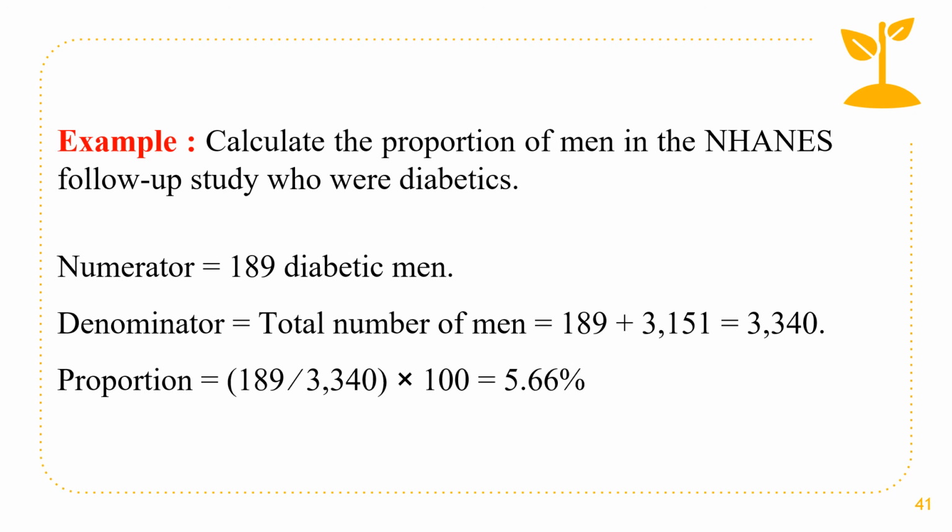Calculate the proportion of men in the NHANES follow-up study who were diabetics. For example, numerator 189 diabetic men, denominator the total of men is around 3340. The proportion is the numerator, the 189, over the denominator, the total persons. So it's 5.66% among the men who were affected with diabetes.